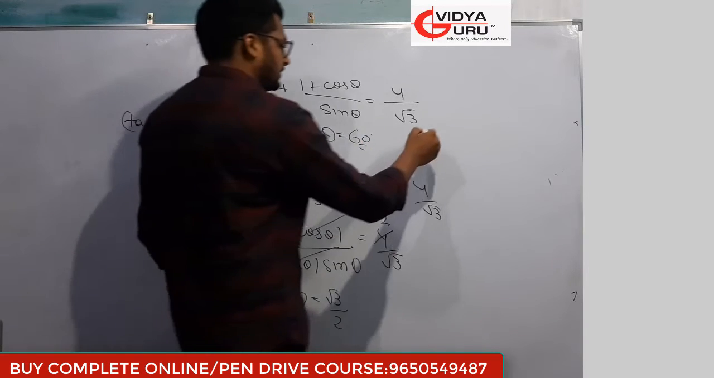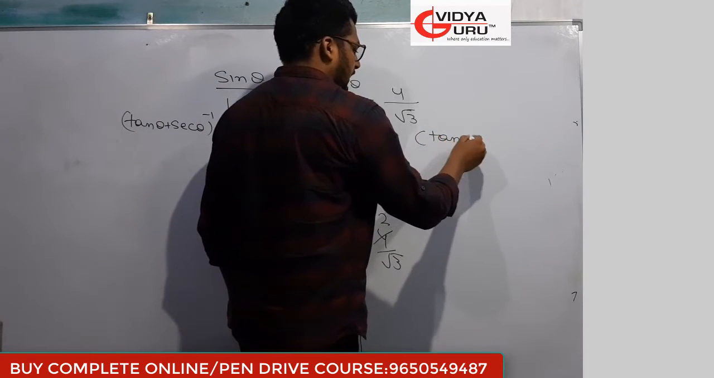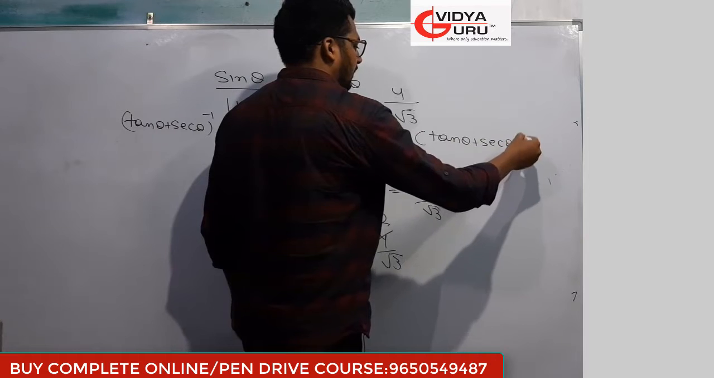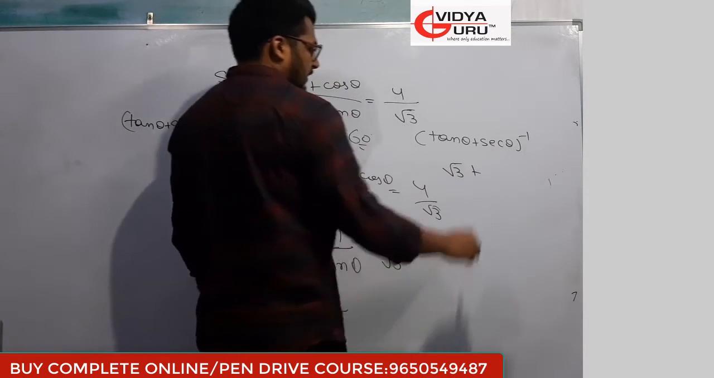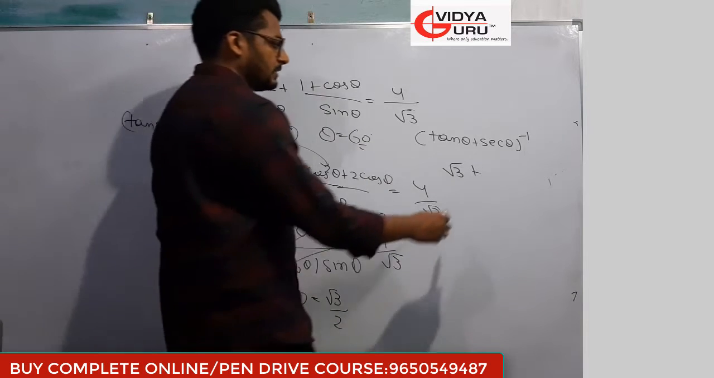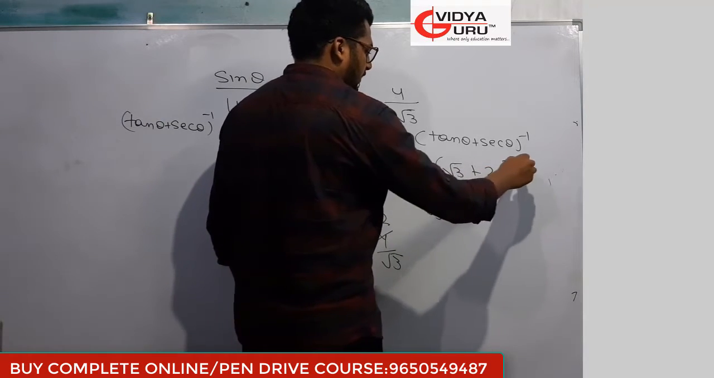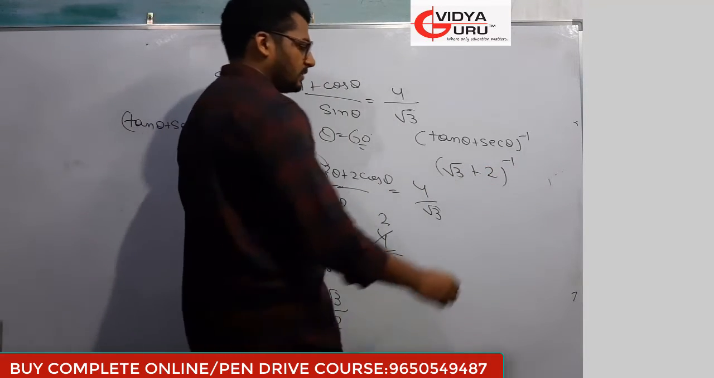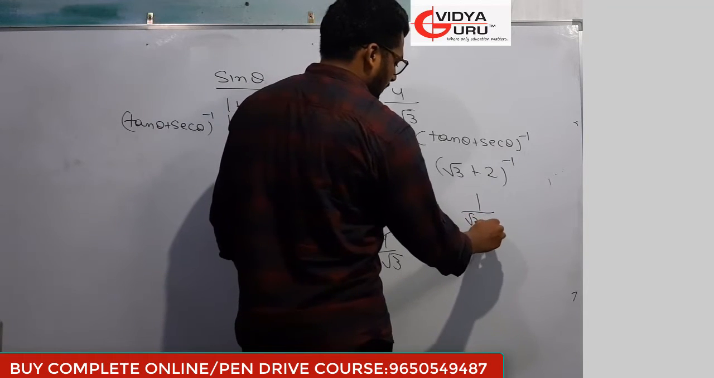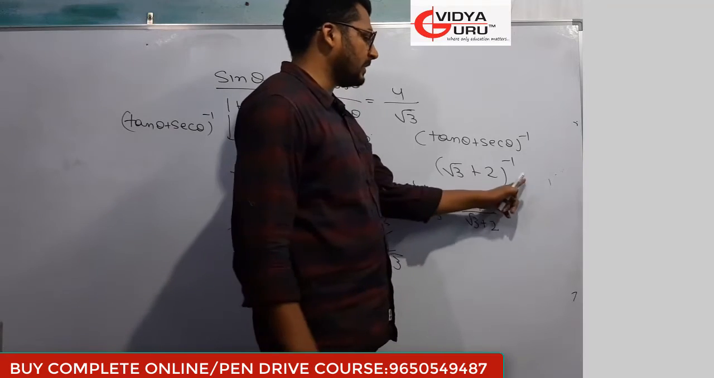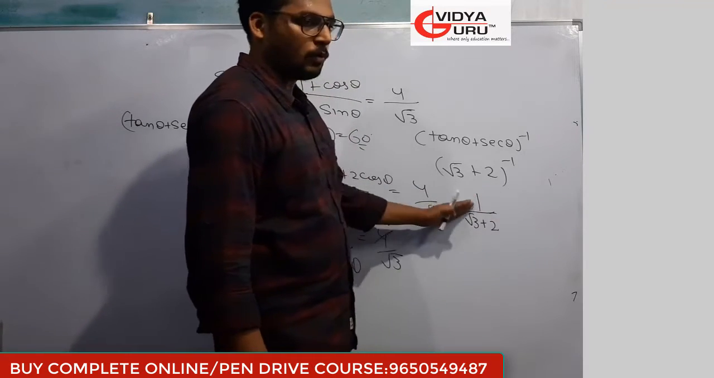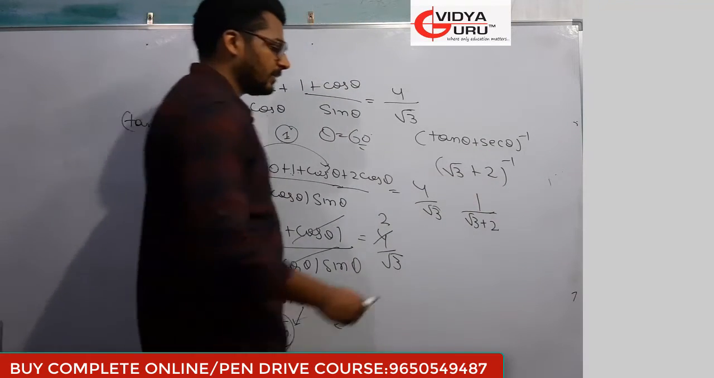Value of (tan theta plus sec theta) power minus 1 is asked. Tan 60 is root 3. Sec 60 is 2. So (root 3 plus 2) power minus 1, so it will be 1 upon root 3 plus 2. Power 1 will be left here, minus was there, so I took its reciprocal, so the power will become positive.